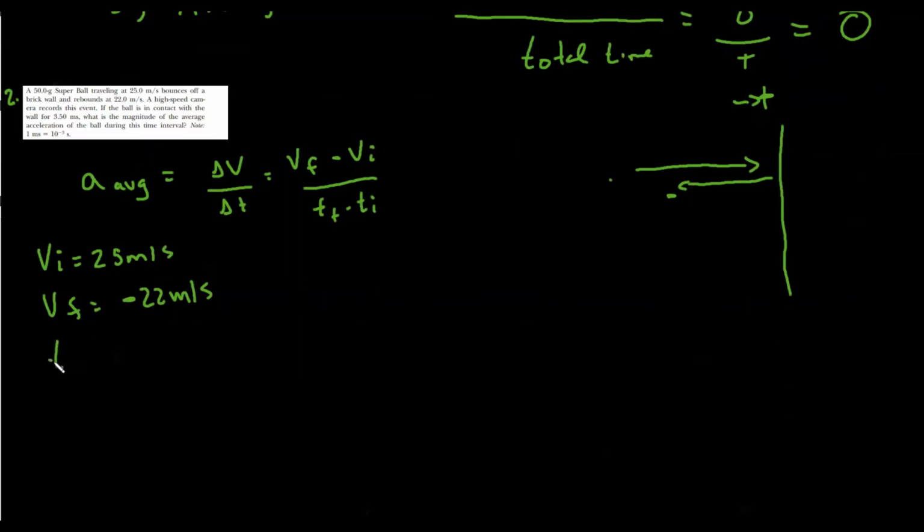And the time it's in contact, they're asking for the time in this time frame here, so this essentially is the change in time. So if we plug in our values here, we get negative 22 meters a second minus 25 meters a second, and we're in milliseconds. We have to convert to the appropriate units.